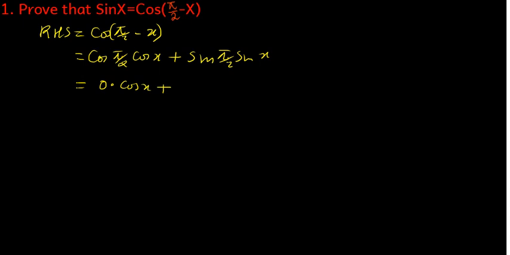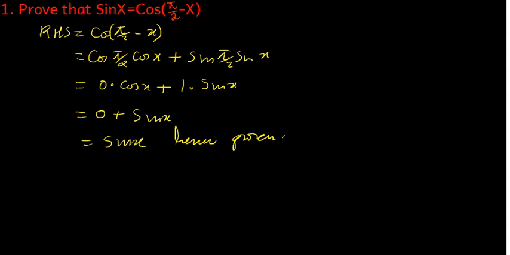And then plus, we have got sine pi over 2. Now sine 90 degrees is 1. So that will be 1, and that is multiplying sine x. Now 0 times cos x is simply 0. So that is 0 plus 1 times sine x, which is simply sine x. So this is giving us now sine x, hence proven.